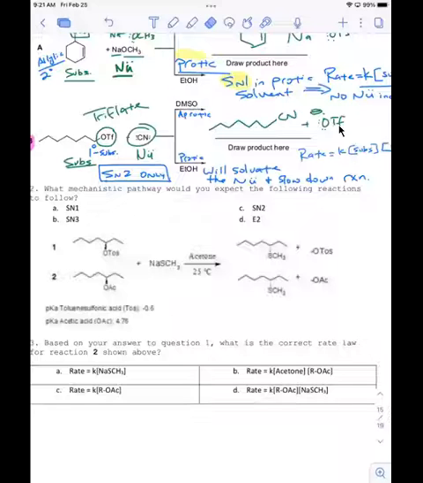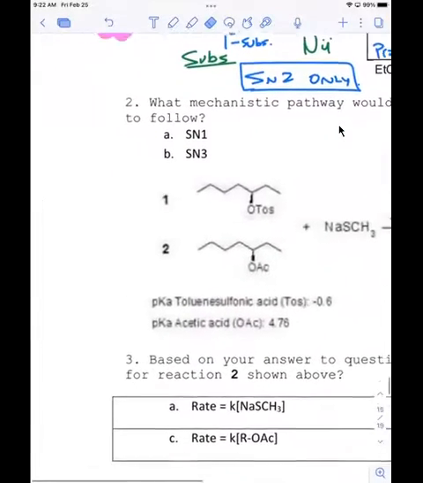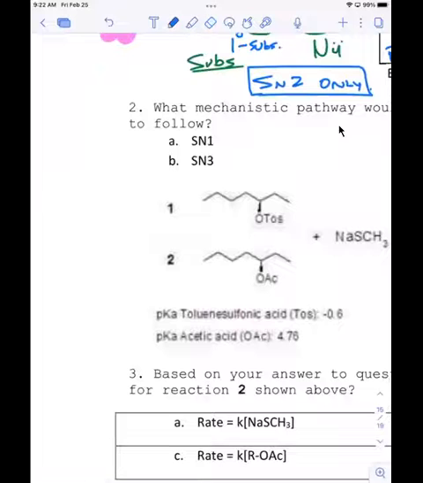All right. Let's go to the next one. What mechanistic pathway would you expect the following reactions to follow? So look at these two reactions. And this is where I know I sent you a video with this ICE method: identify, characterize, and execute.